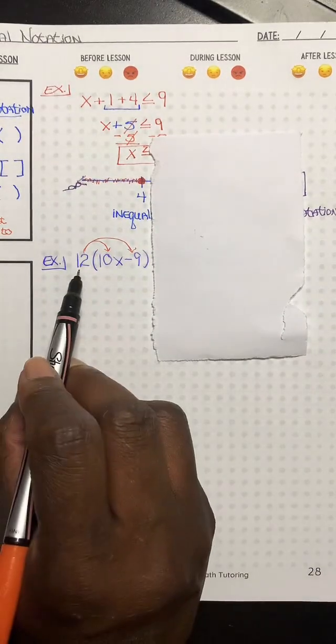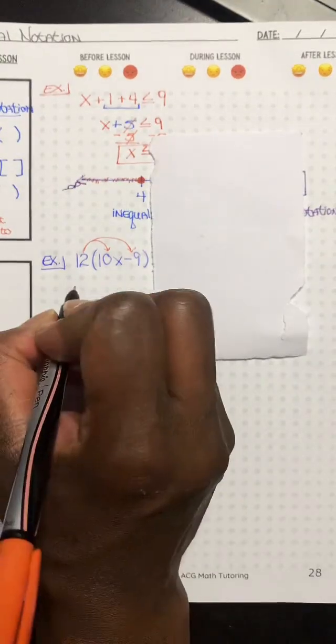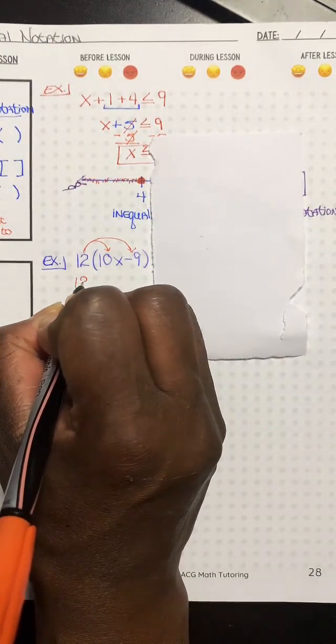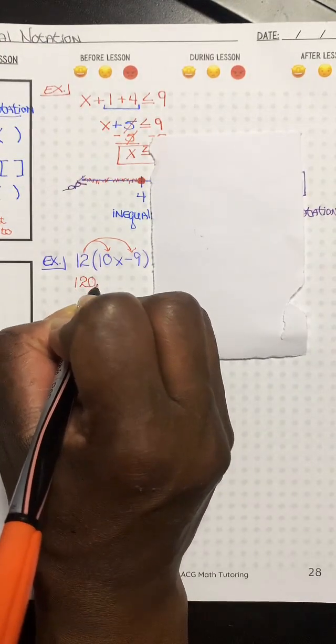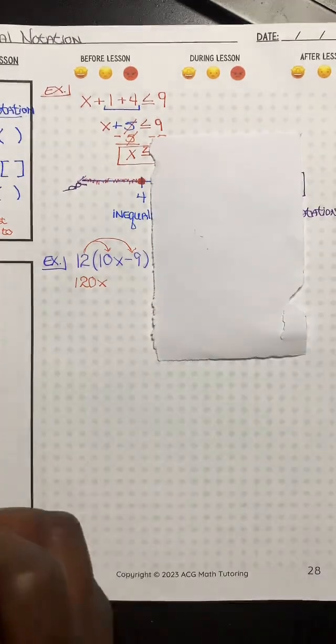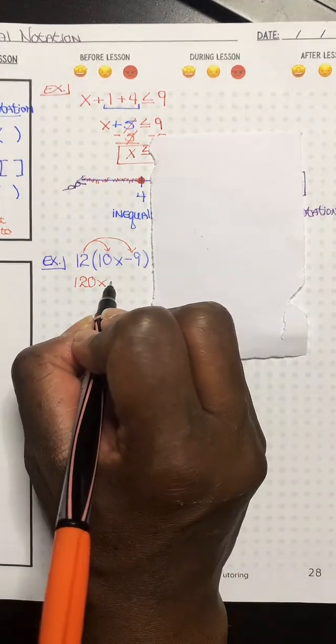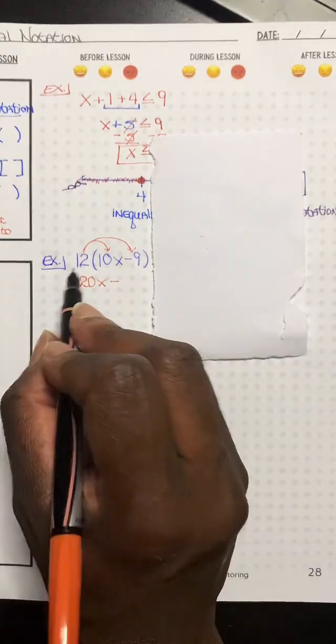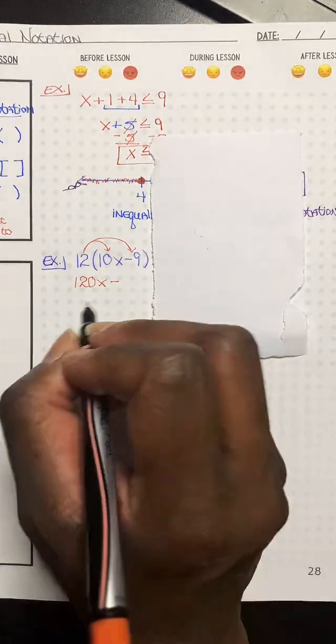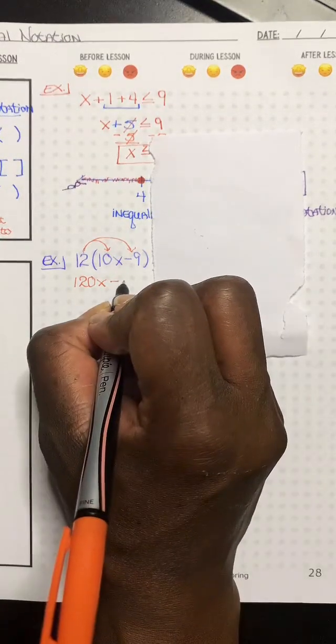okay? So 12 times 10, that gives me 120, and there's an x involved, so 120x. All right, bring down my minus. 12 times 9, what was that, 108?